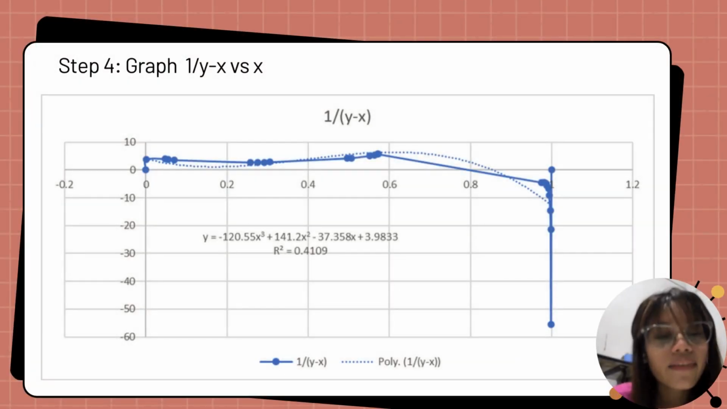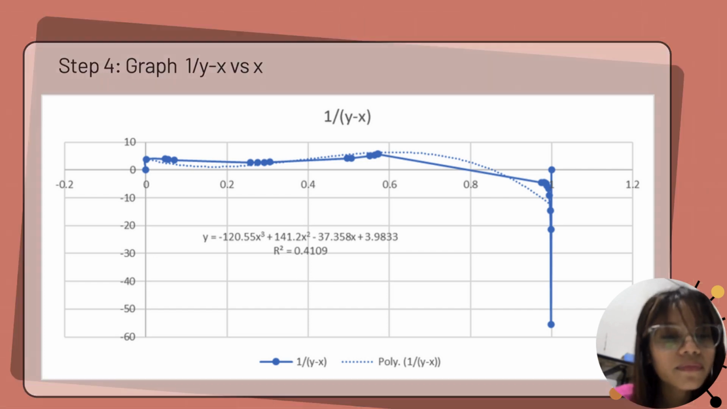This is the graph. Then getting the trend line of the graph using a power of 3 in the polynomial. The equation of the line is y is equal to negative 120.55 x cubed plus 141.2 x squared minus 37.358 x plus 3.9833 with an r squared of 0.4109. Then getting this equation, we can now use the one-third Simpson's rule.